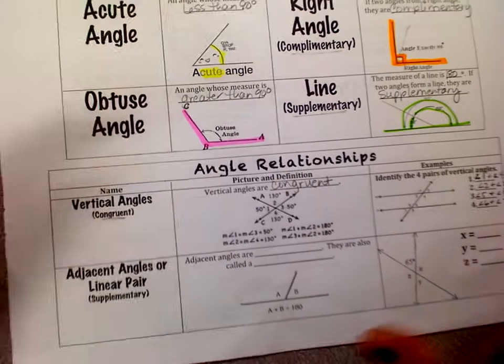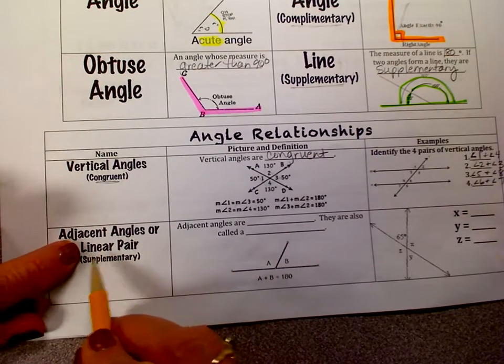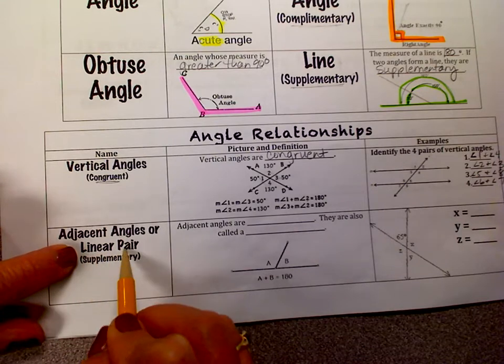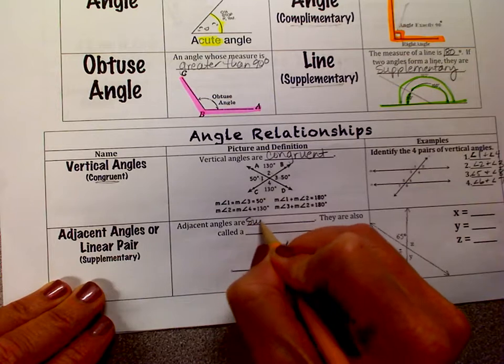Let me zoom in here a little bit. Adjacent angles or linear pair. This is what I said yesterday in class. Linear pairs are supplementary. So adjacent angles that form a linear pair are supplementary.